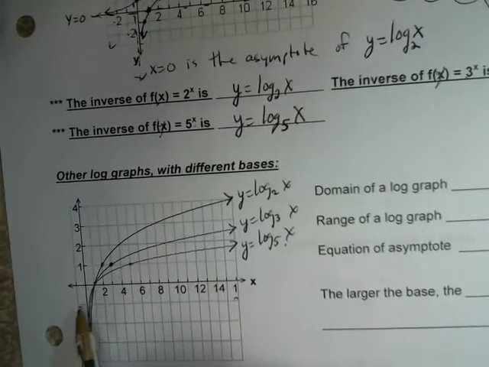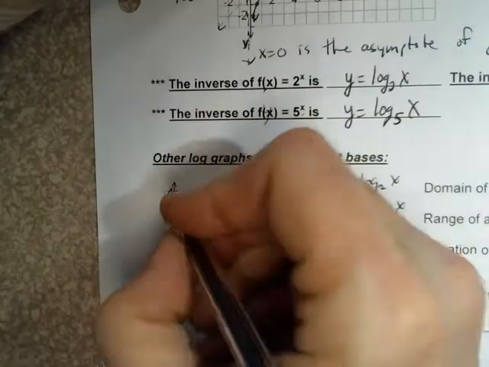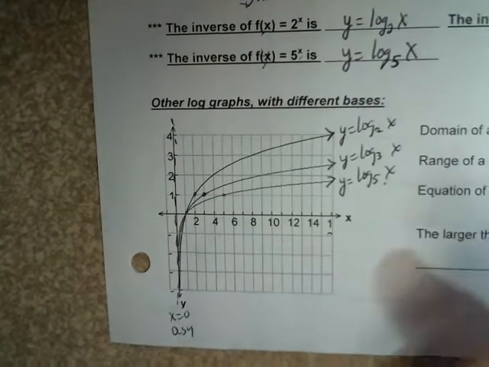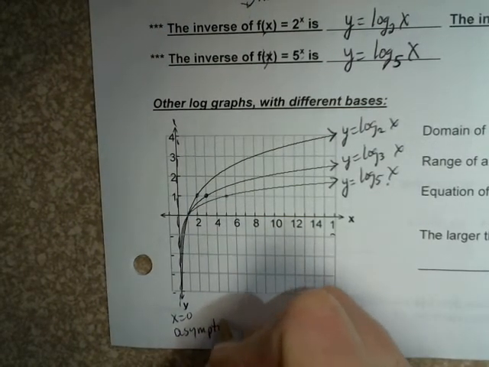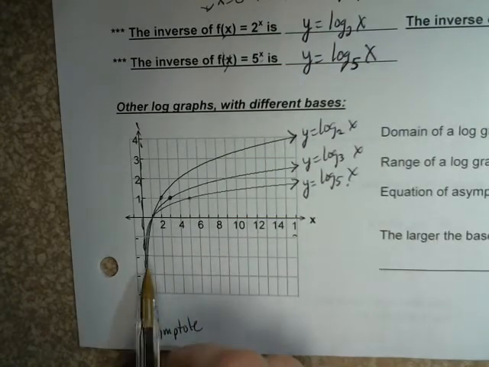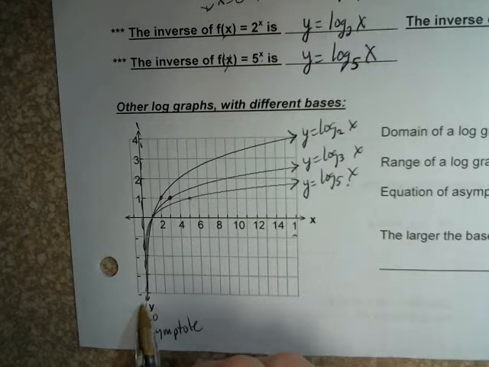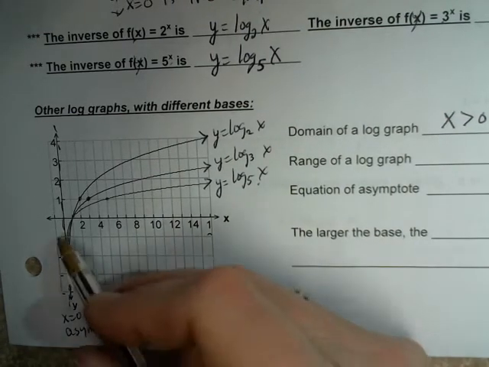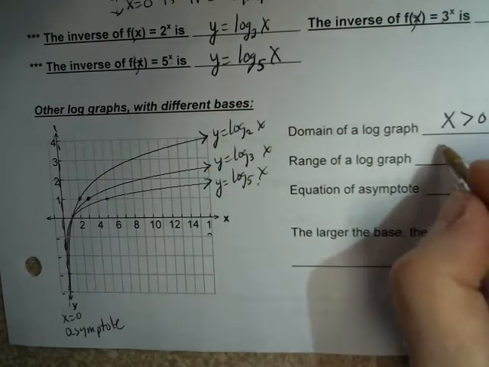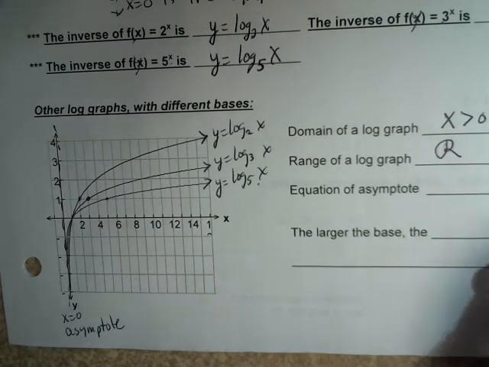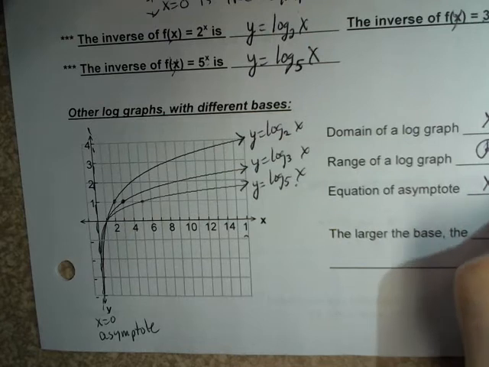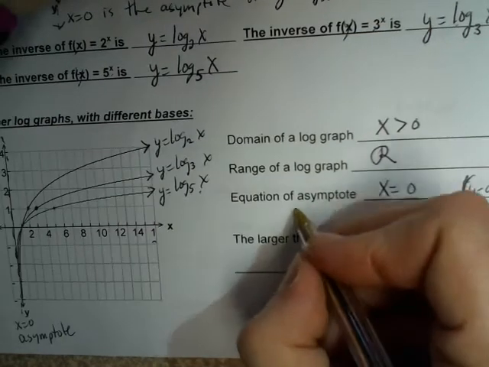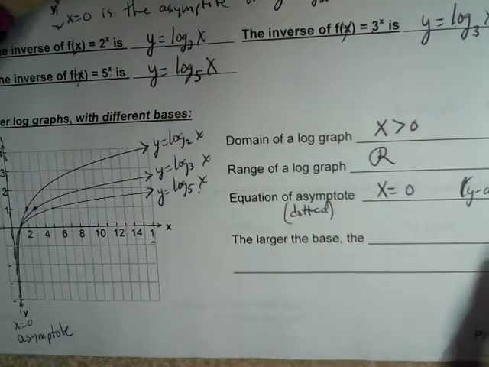What's the domain of a log graph? What could the x's possibly be? Well, since there's an asymptote of the y-axis, or x equals 0 is the asymptote, you should probably write this down again and again so you don't forget it. X equals 0 is the asymptote, so that means these graphs get really close to the y-axis, but they never will touch it. So the domain of the log graph is x has got to be greater than 0. Range is lowest to highest. Well, there's no lowest, there's no highest, so the range is all real numbers. And the equation of that asymptote is x equals 0, and that is the y-axis. So you always want to make that dotted. Make sure asymptotes are dotted when you graph them.